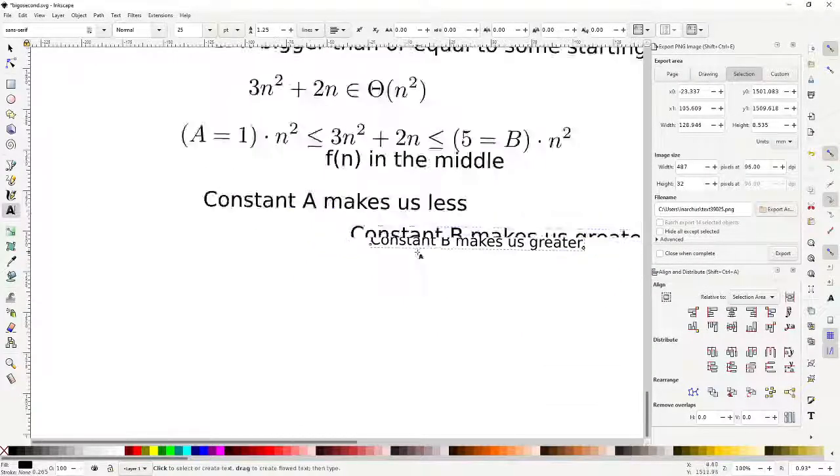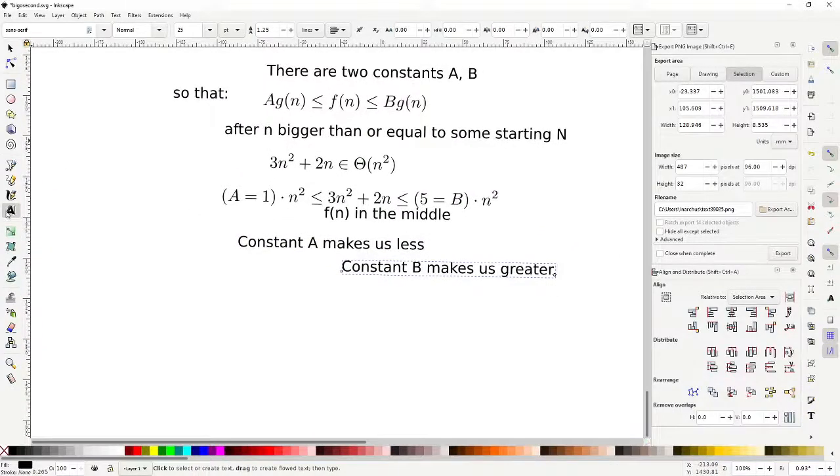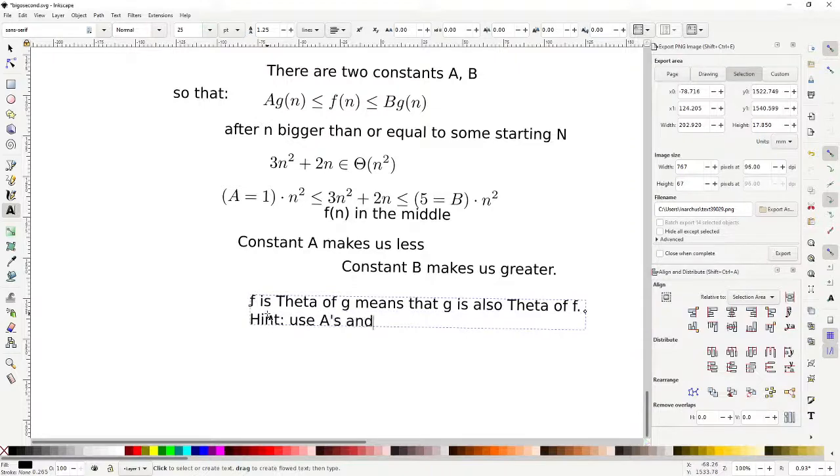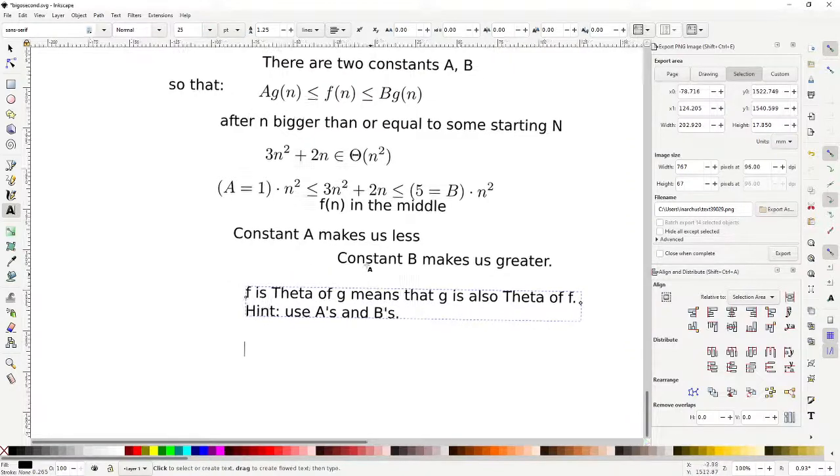So basically if f is theta of g, and I'll put a big theta there, that means that g is also theta of f, and maybe I'll have you prove that on a homework. The hint is use the a's and b's, right? Use a's and b's. That's a good one. That's a good homework problem, right there.